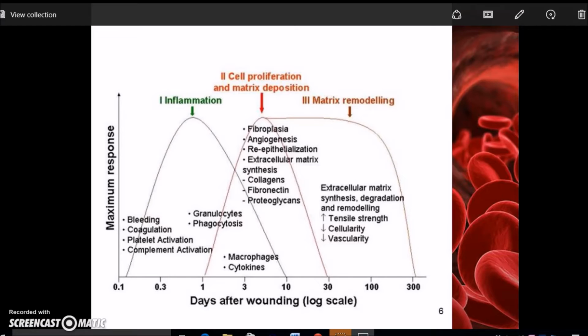Slightly later on we have a proliferative phase where we have fibroplasia, which is the growth of new fibrous tissue, angiogenesis, which is the growth of new blood vessels and capillaries, and general synthesis of new tissue. And then later on we have a remodeling stage where the tissue will become back to its pre-injury state, either successfully or not successfully, as we'll see later.